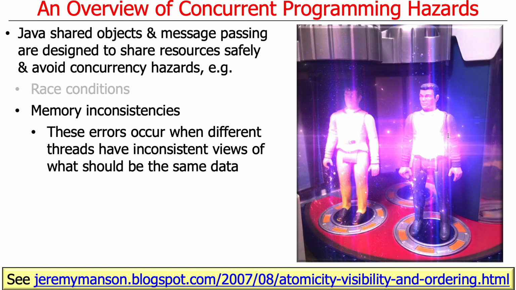Another problem, another hazard, are what are called memory inconsistencies. And the technical issue here is if you have multiple threads running on multiple cores and you don't use the proper synchronization mechanisms, then those different threads on the different cores will see different views of what should be consistent shared mutable state. So you might have a variable that's shared between different threads, and if you're not careful, they'll have different views. And I'll show you an example of this in a second.